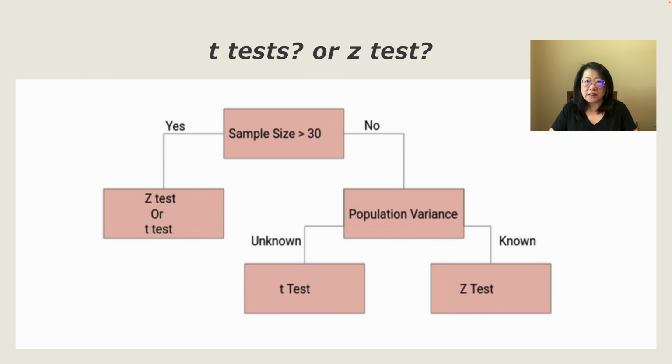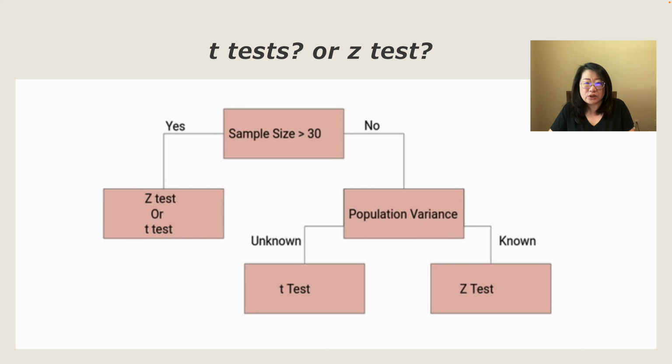So how do we decide whether t-test or z-test is appropriate for our research purpose? Number one is the sample size. If the sample size is greater than 30, then when the sample size is large enough, even if the population variance is unknown, either z-test or t-test is okay. Whether you know it or not, as long as you make sure the sample size is large enough.